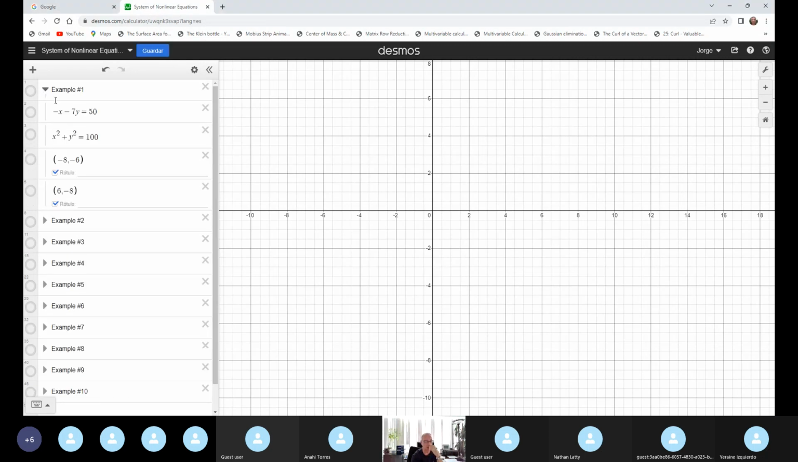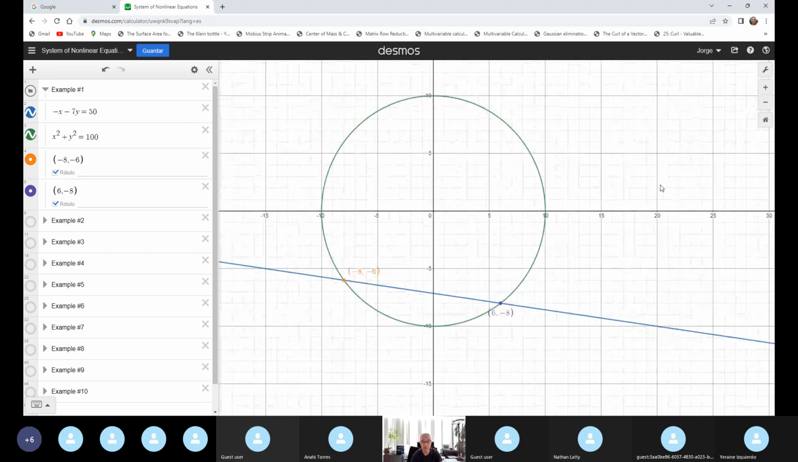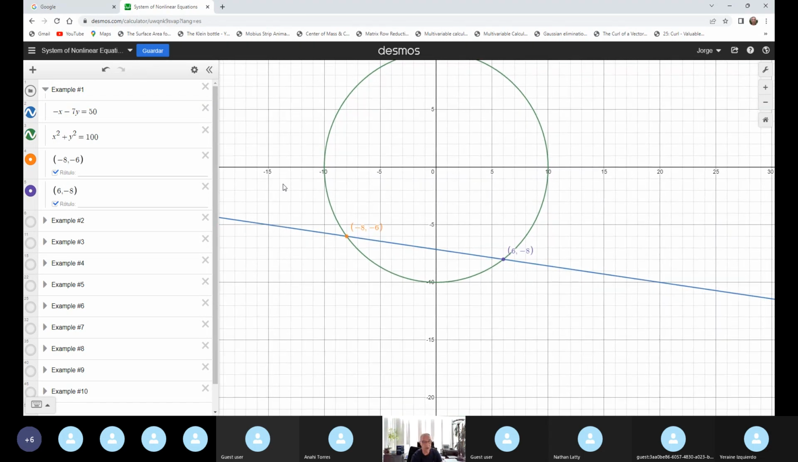Look at the example one. The example one, I just copy, the question is given at the beginning. Graphic. Look at that. Let me zoom. The first equation, the linear one, the blue, is a line. And the second equation, non-linear, is a circle. And the solution is the 2 points I put in orange color, negative 8, negative 6, and in the purple color, positive 6, negative. Exactly the same as we compute algebraically.